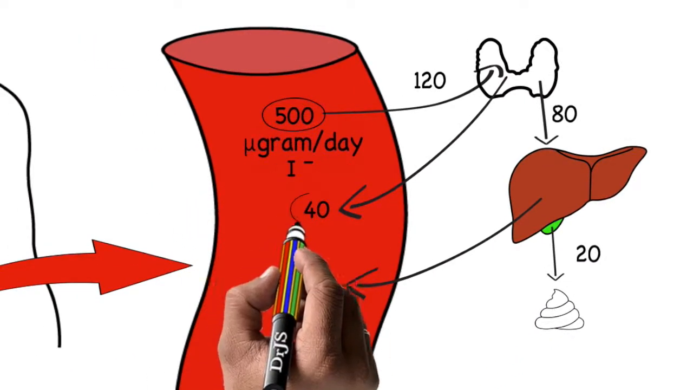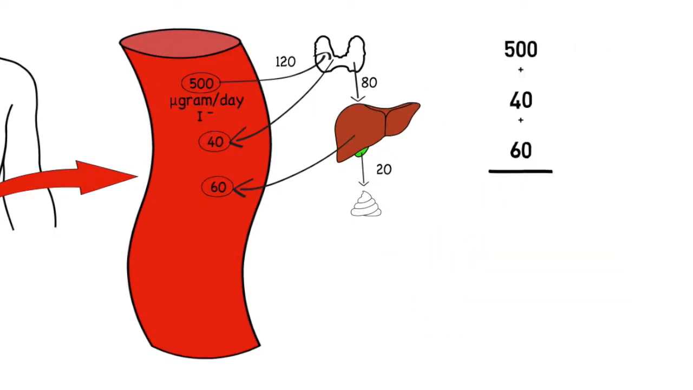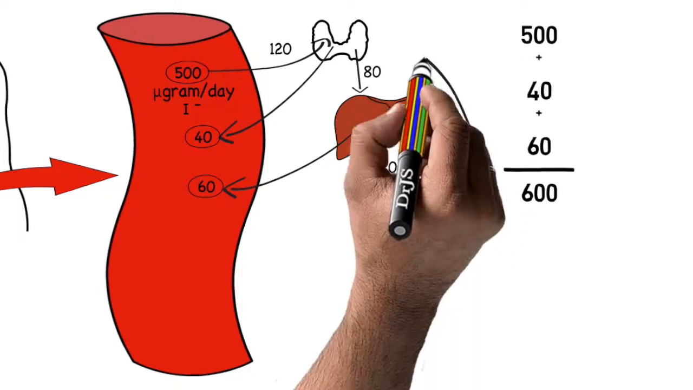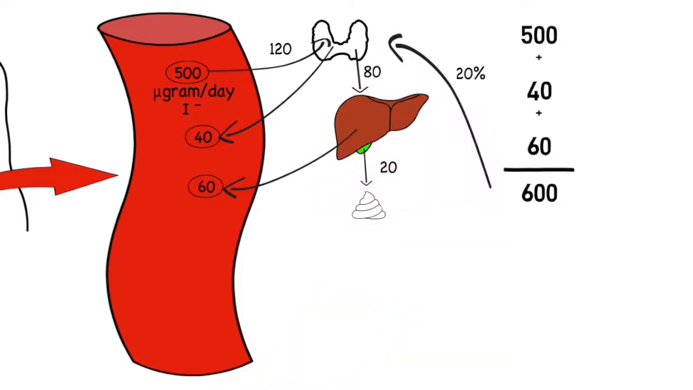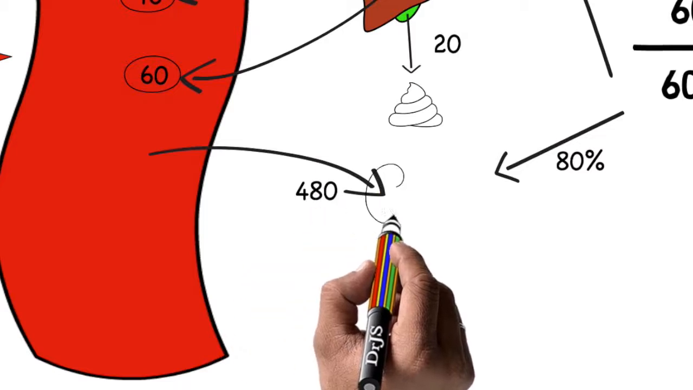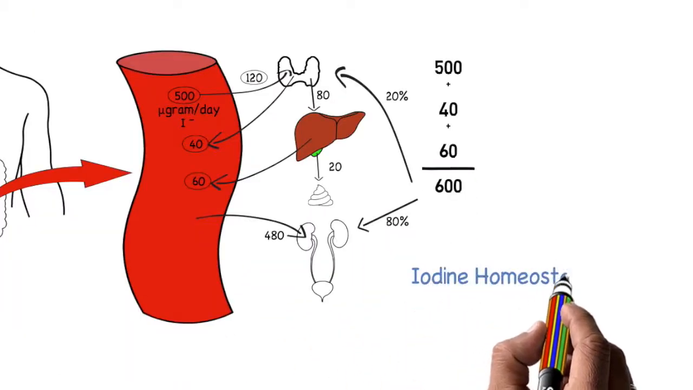The total amount of iodide entering the ECF is thus 500 plus 40 plus 60, or 600 micrograms per day. It means 20% of this iodide enters the thyroid, whereas 80% is excreted in the urine. All this is called iodine homeostasis.